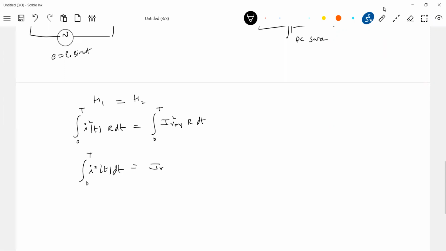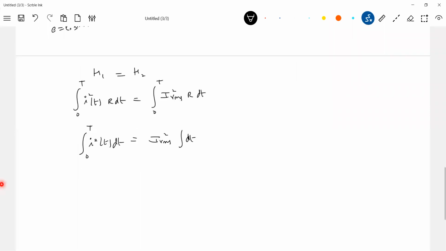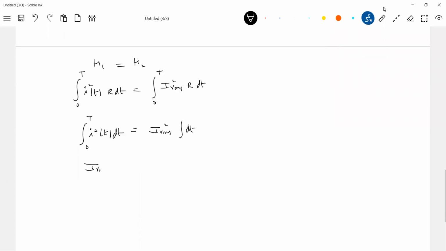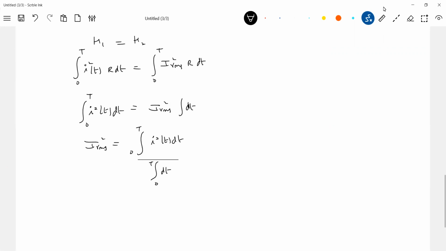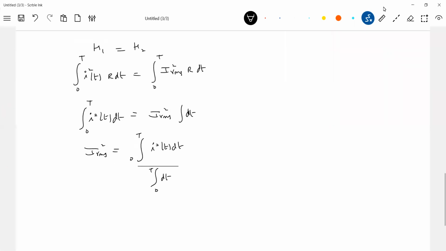There's a constant, I RMS square, integral of dt. So what is the basic definition? I RMS square is equal to this. What we do, I RMS, I'll write it here. So this is equal to, finally, the root mean square current.